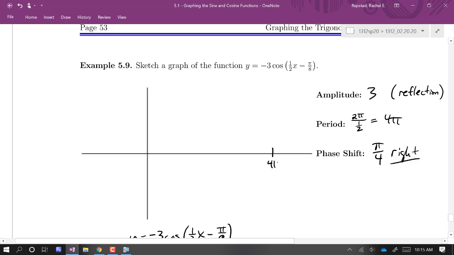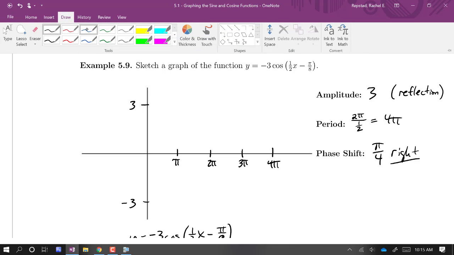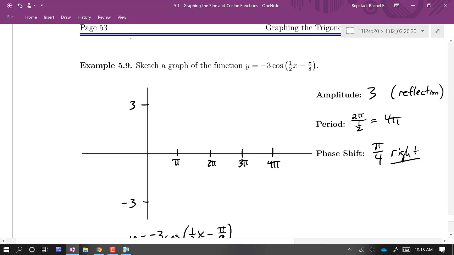So there's 4 pi. I'm going to cut this up into quarters: pi, 2 pi, 3 pi. I need to go up as far as 3 and down as far as -3. Like before, I'm going to first graph it without any phase shift. This is a negative cosine, so it starts down at the bottom, then moves up through 0, reaches its peak, back down to 0, and back at the bottom.